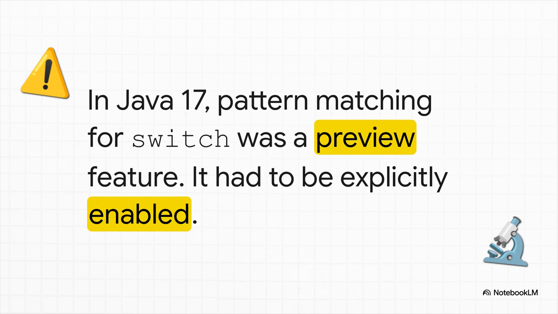Now, just a quick but important heads up here. In Java 17 specifically, this pattern matching for switch was a preview feature. All that means is that it was fully working, but you had to explicitly turn it on. It was a way for developers to try it out and give feedback before it became a standard, permanent part of the language in later versions.